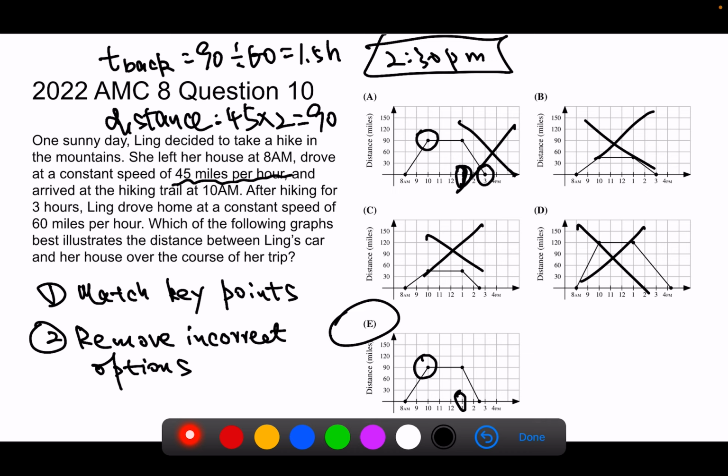So one more time, 2 key points for this kind of graph question. Which graph describes the motion correctly? Match key points. And the second thing is remove incorrect answers along the way.